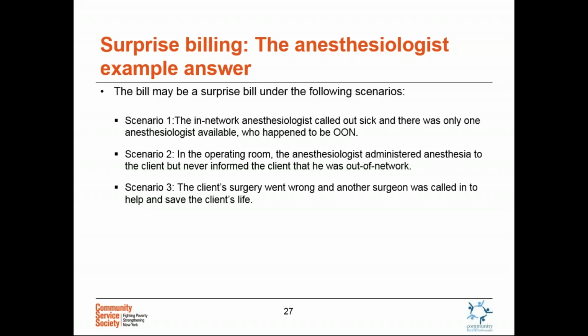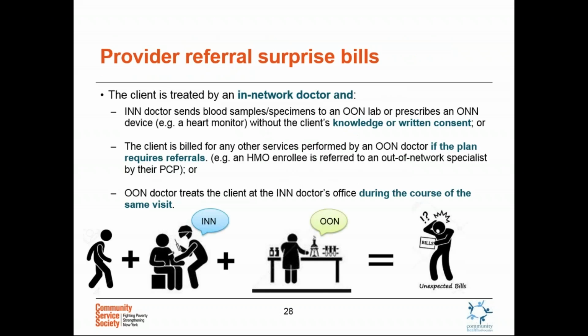Scenario 2, in the operating room, the anesthesiologist administered anesthesia to the client but never informed the client that he was out of network. Or scenario 3, the client's surgery went wrong and another anesthesiologist was called in to help save the client's life, and that would constitute an unforeseen medical circumstance. If any of these three scenarios are the case, then it's highly likely that your client's anesthesiology bill is a surprise bill.